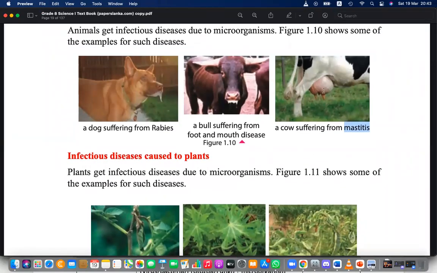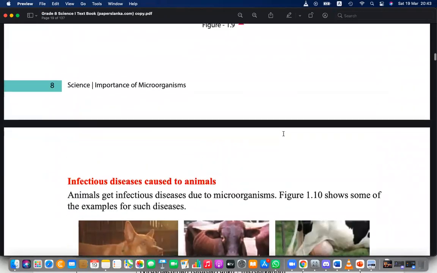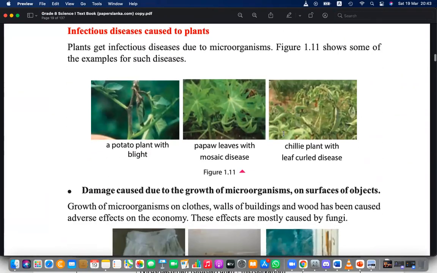Right, this is another. Not just humans, not just animals, it is affecting plants too. So a lot of farmers are really upset about these diseases. Why? Because they cannot see the cause, because this is a microorganism. They cannot observe it because nowadays in Sri Lanka, we don't have such knowledgeable farmers. But in other countries, they can observe because they have the technology. Here we are using technology a little.